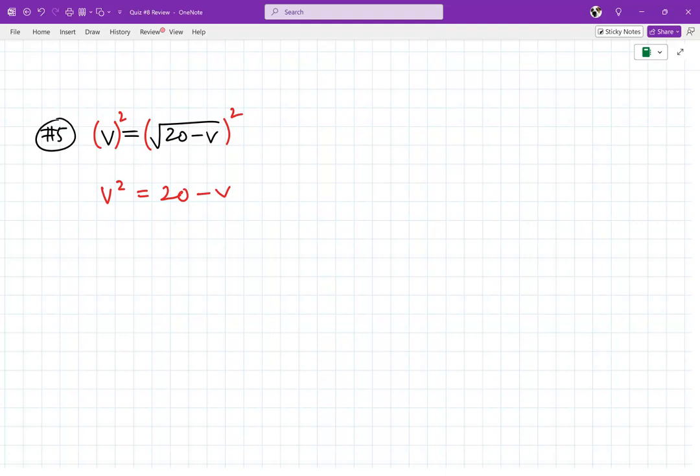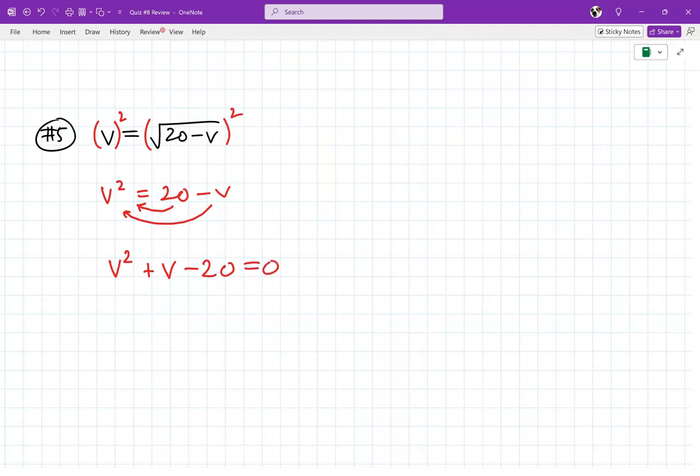But now I see a v squared, which means a power of 2 has 2 solutions. That means I'm probably going to have to factor this stuff out. So I'm going to start moving things over. This 20 is going to go over. This negative v is going to go over. So this becomes v squared plus v minus 20 is equal to 0.